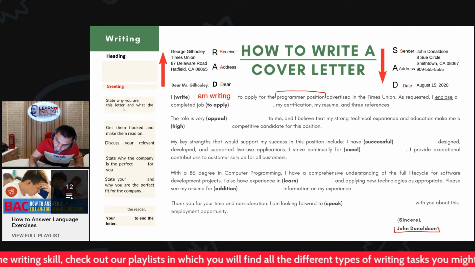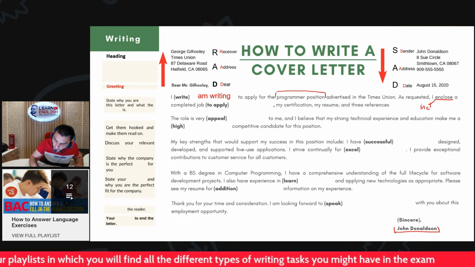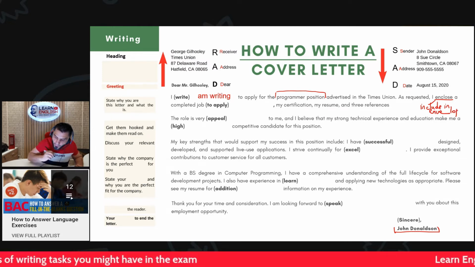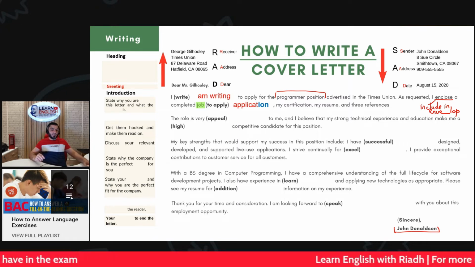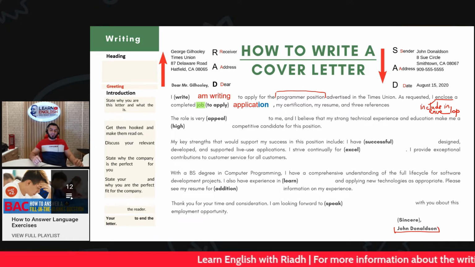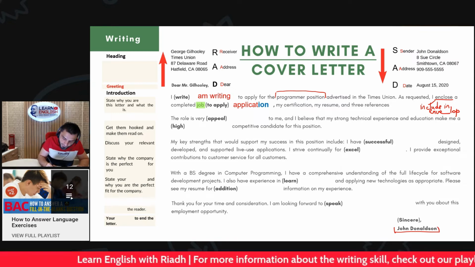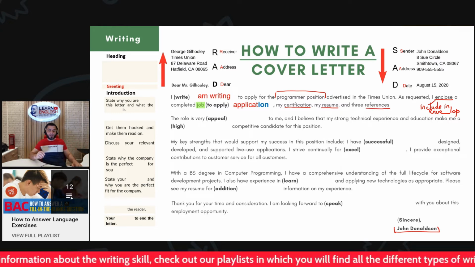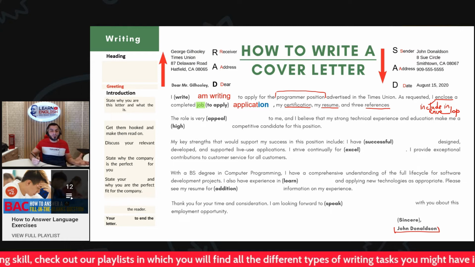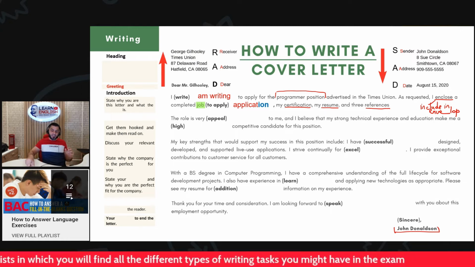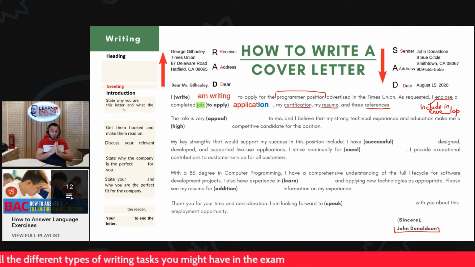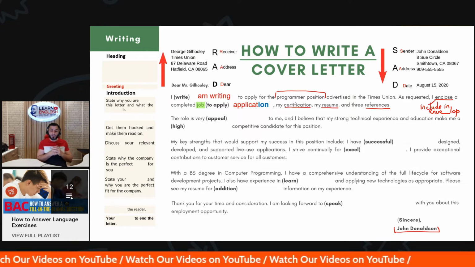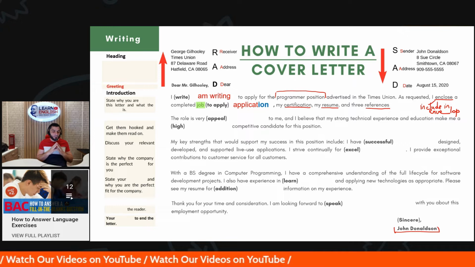To enclose means to include in an envelope a job application, my certification. Here we have a noun, and a noun, so I have three nouns. We need another noun before that so that we can keep this sentence parallel. So: a job application, my certification or my degree, as we said earlier, my resume or CV, and three references.